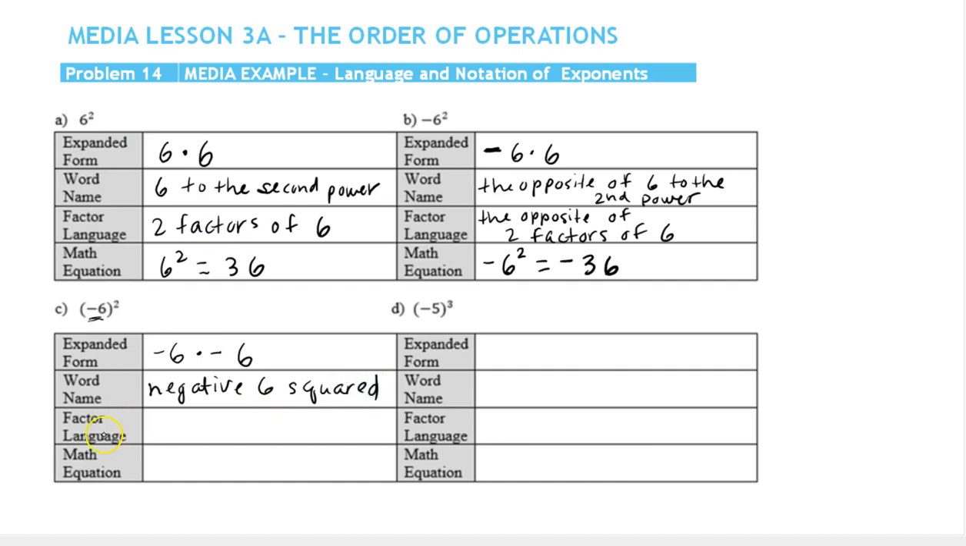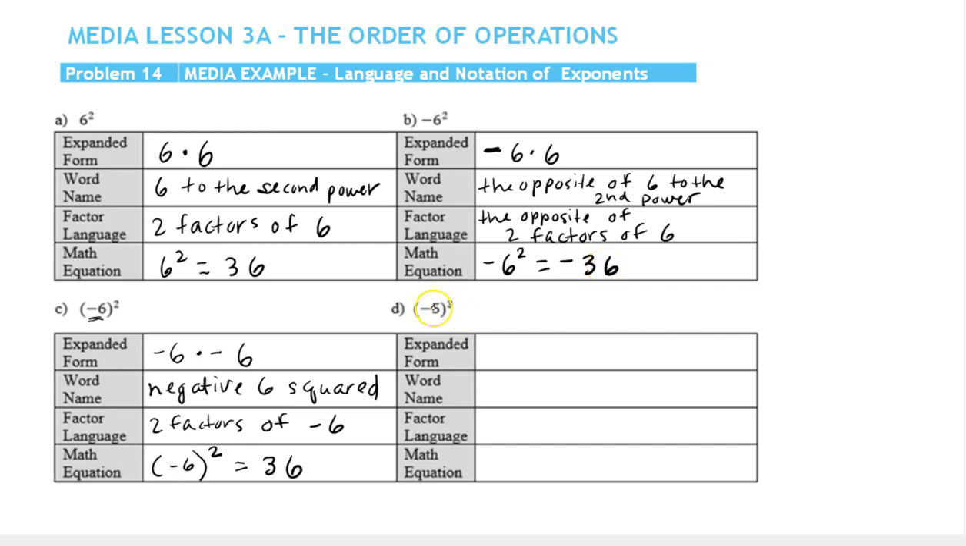In factor language, we would say 2 factors of negative 6. And our math equation, you would write down the original. And a negative times a negative is a positive. So this would be 6 times 6, which is positive 36. So again, a negative 6 squared is positive 36. This one, the opposite of 6 squared, the result will be the opposite of 36, or negative 36.